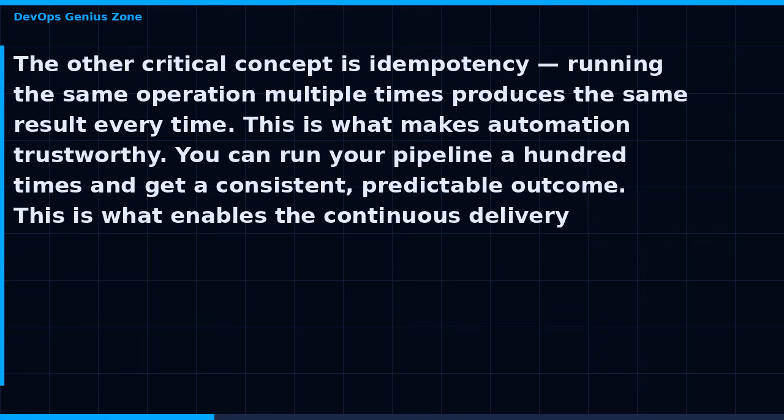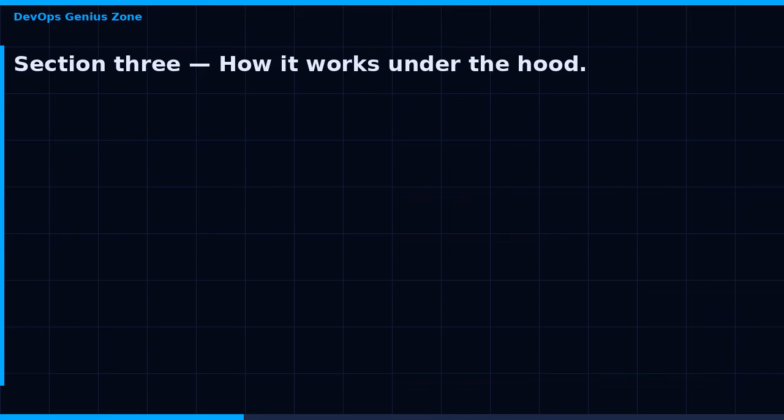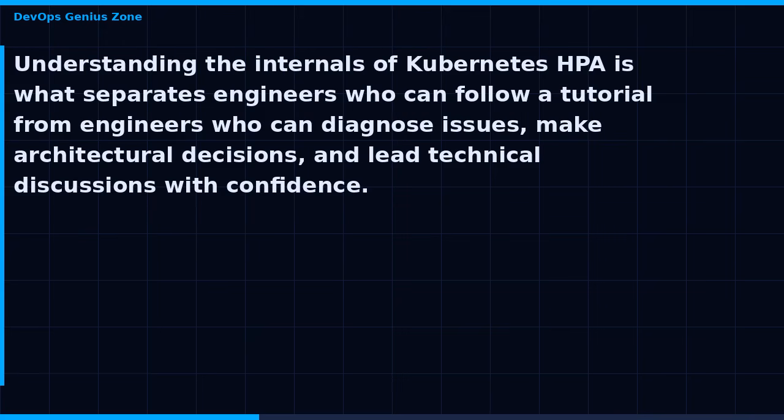Section 3: How it works under the hood. Understanding the internals of Kubernetes HPA is what separates engineers who can follow a tutorial from engineers who can diagnose issues, make architectural decisions, and lead technical discussions with confidence. When you interact with Kubernetes HPA, there is a control layer that receives your instructions, validates them, computes the difference between the current state and your desired state, and then executes the operations needed to close that gap.